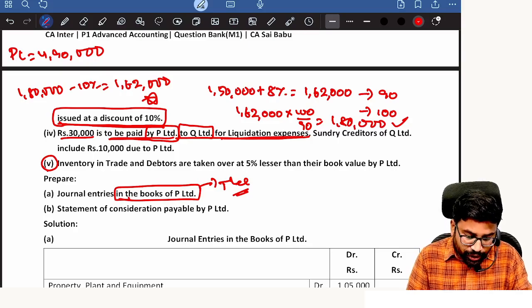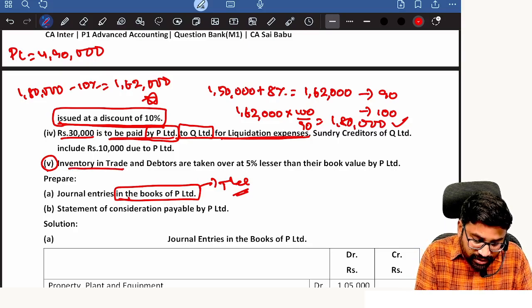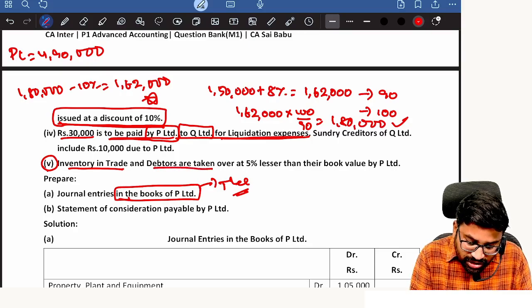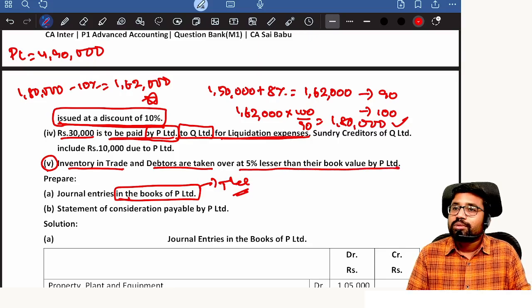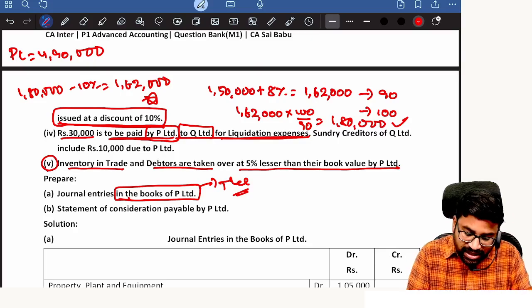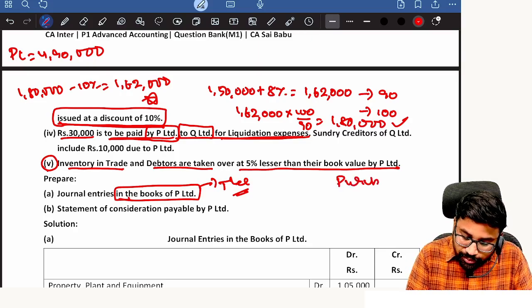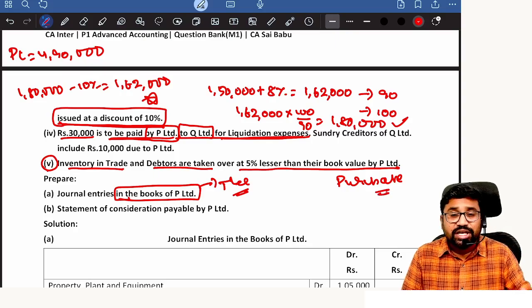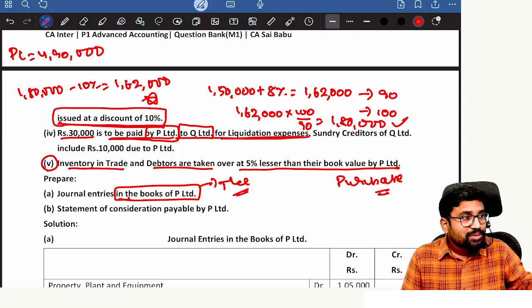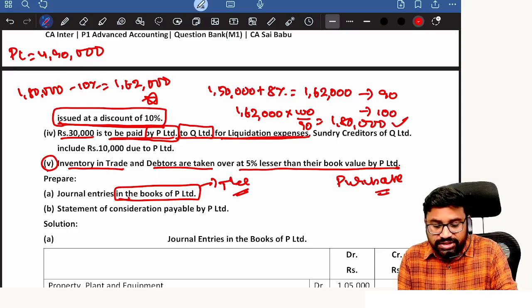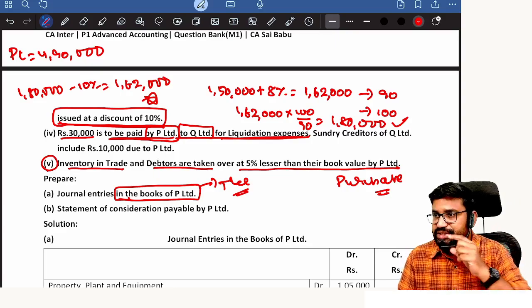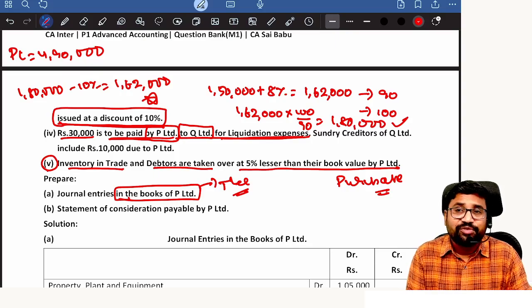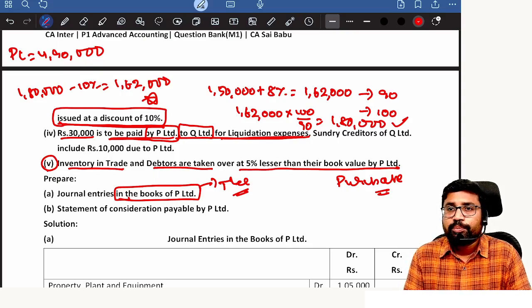You read the fifth point: inventory, stock and debtors are taken over at 5% less than their book value. This is definitely amalgamation in the nature of purchase, because in case of merger all assets and liabilities are taken at book value. But here it clearly says inventory and debtors are taken at 5% less than their book value, which indicates that this is amalgamation in the nature of purchase. Now if it is amalgamation in the nature of purchase, which method do we need to follow? Purchase method in the books of the transferee.